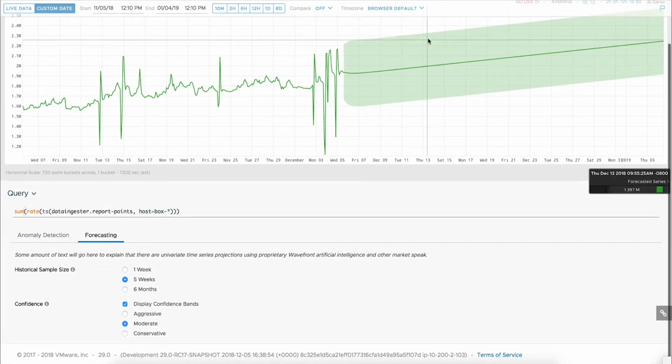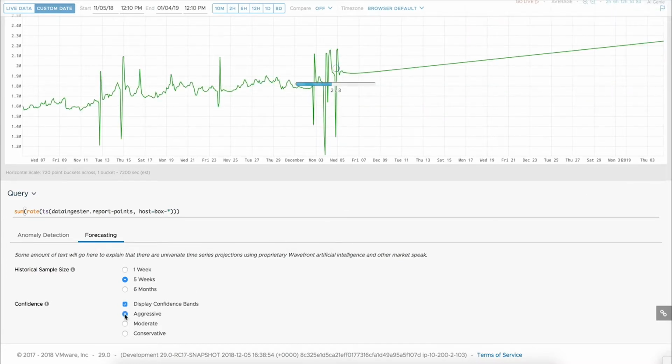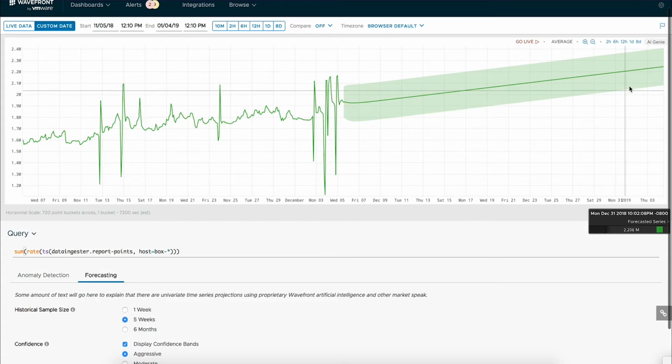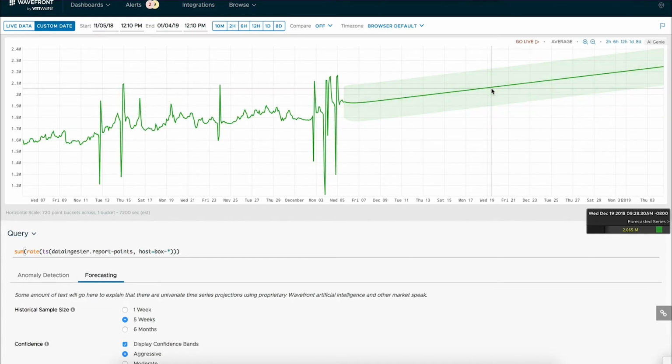The other thing is around confidence bands. Right now, this is aggressive. This is moderate. So that's the middle ground. So it's telling you, according to the statistical algorithm, what is the range in a moderate way. If you do aggressive, it will have a narrower confidence band. So basically, it will tell you that you need a bit less memory, or you have a narrower band around the actual prediction.